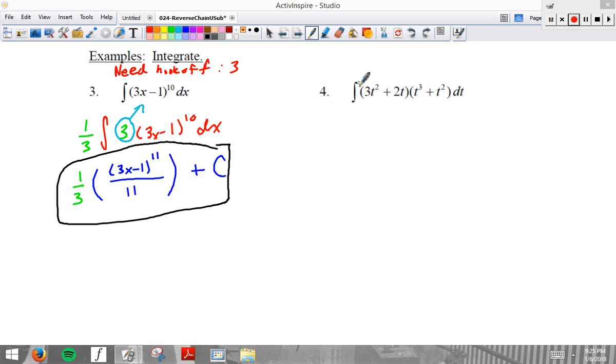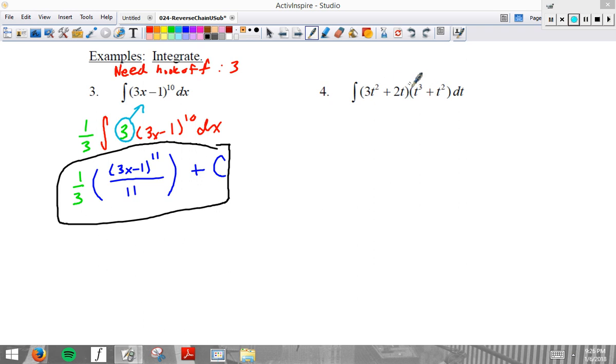So turning our attention to number 4. You could FOIL this one out. This one's not as bad. You could FOIL this one out, double distribute, and get something. And then just do power rule. But let's try to be creative. Let's try to be slick.